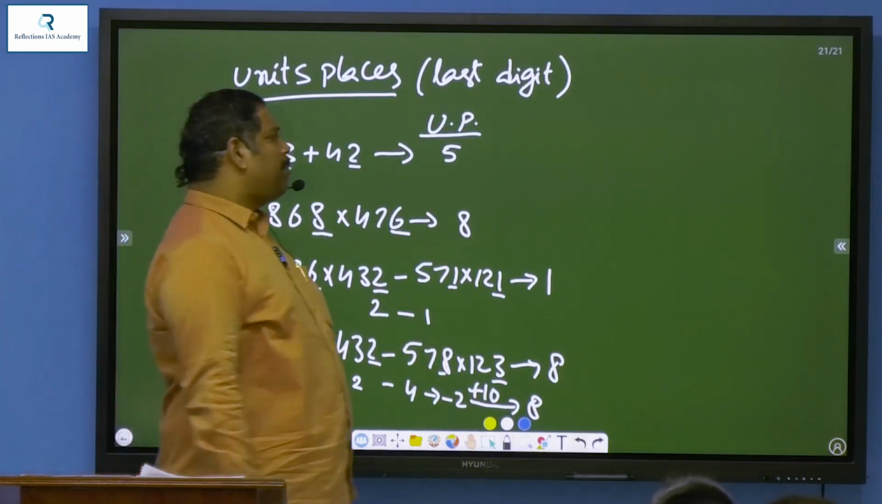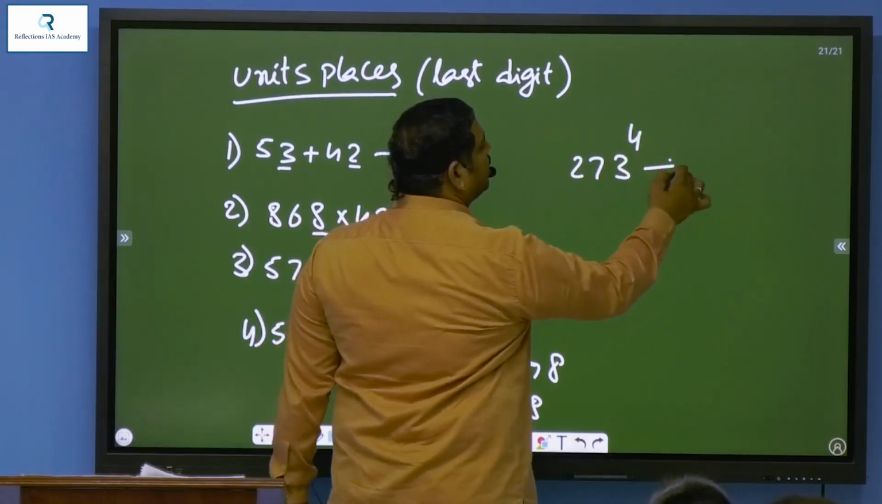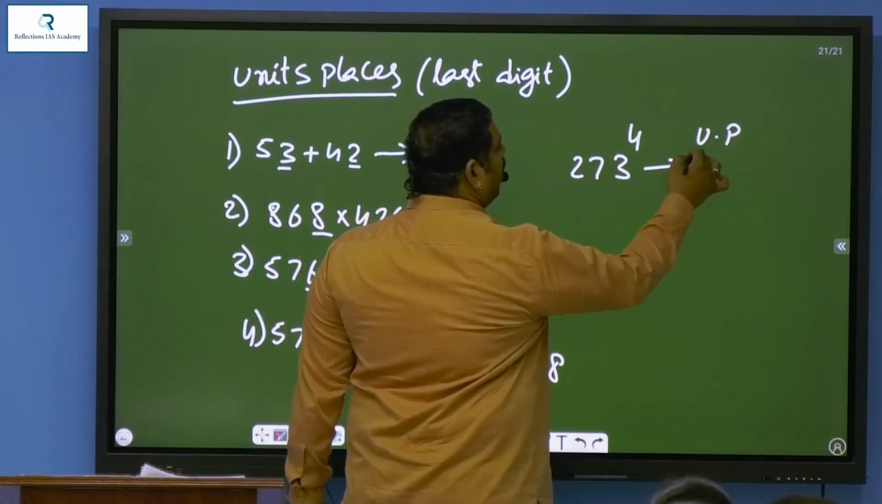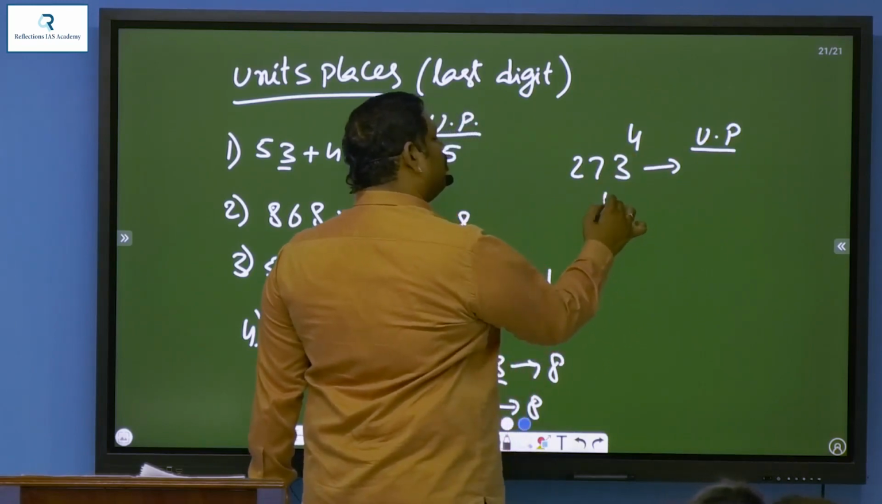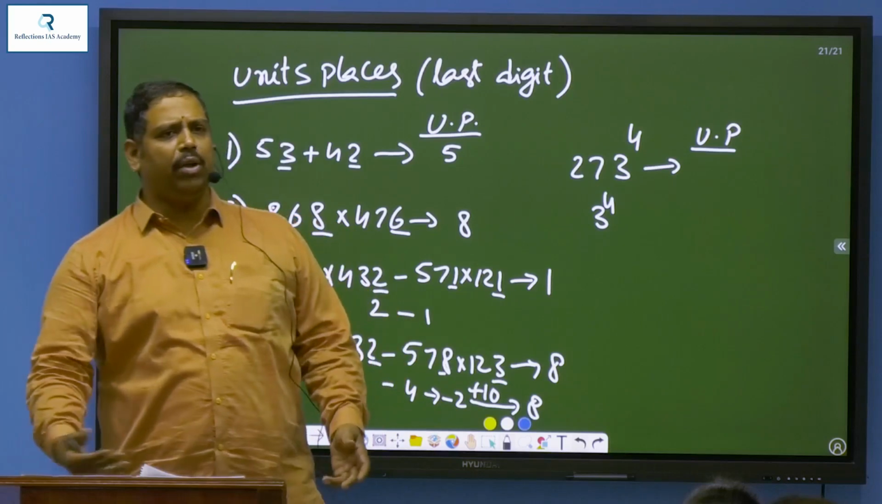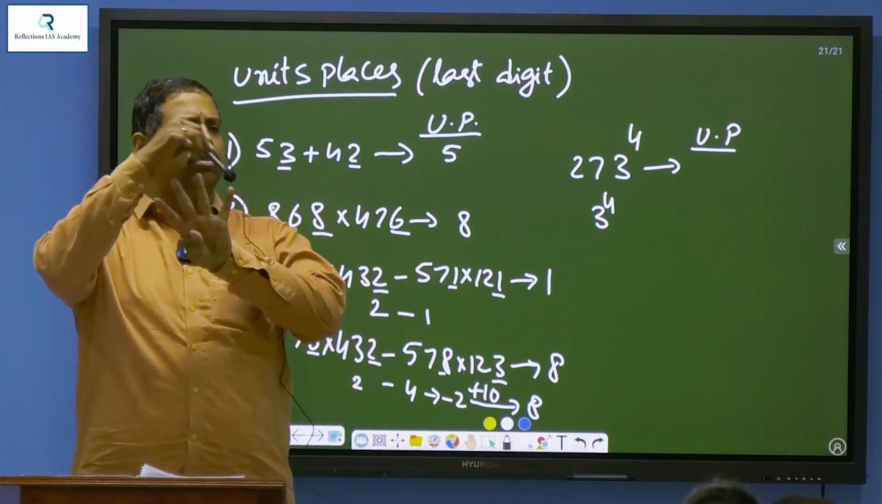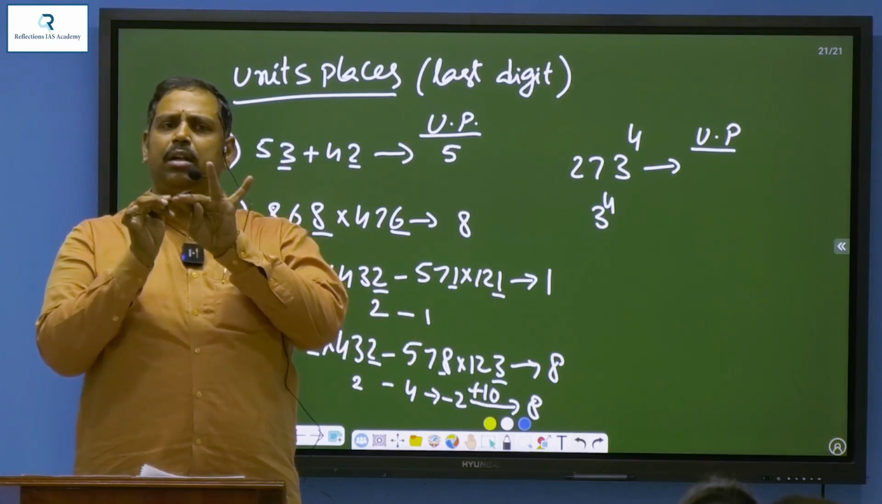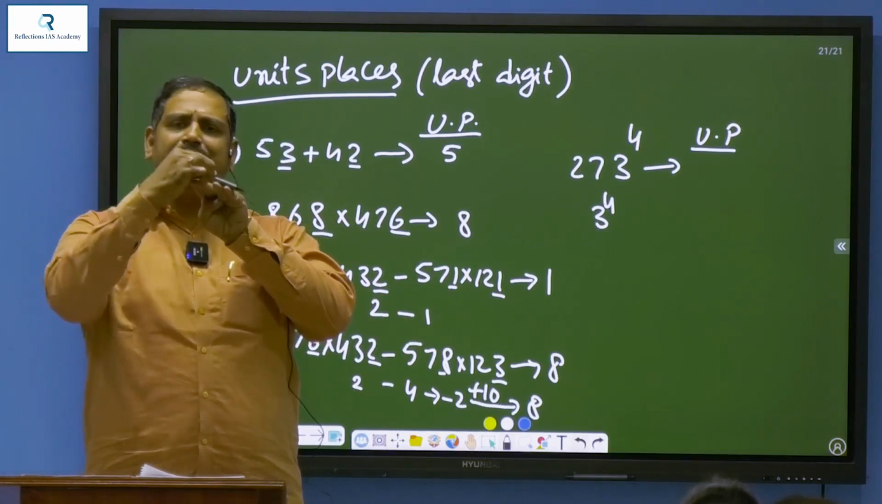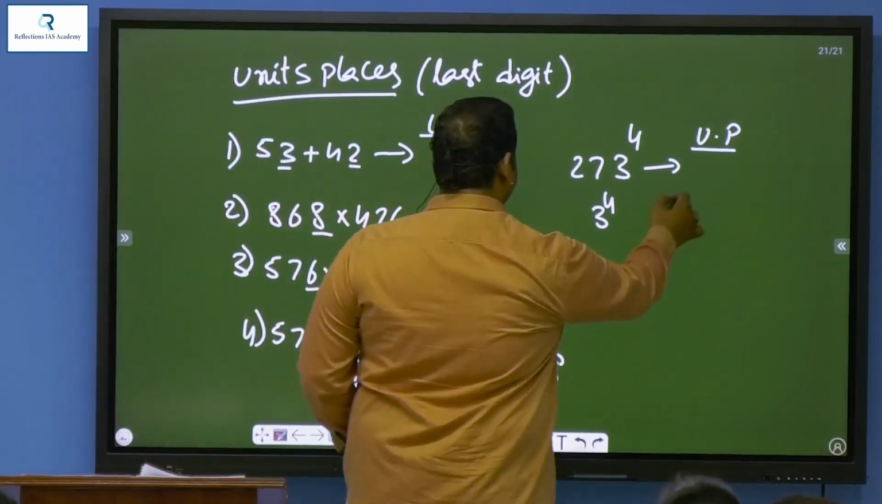Good. Suppose he is asking 273 power 4. What is the units place? Do I have to think of the entire number or only 3 power 4? Do you know the value of 3 power 4? If you know it is 81, the units place is 1. If you don't know, what will you do? 3 into 3 into 3 into 3. 3 3s are 9. 9 9s are 81, so the units place is 1. The game is over. Superb, sir.